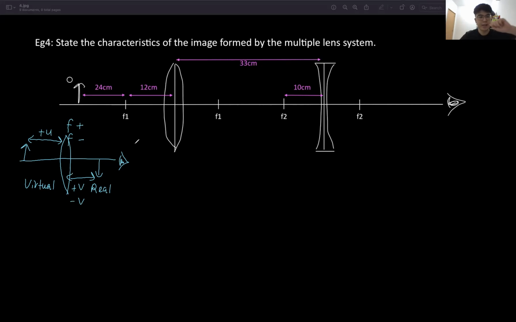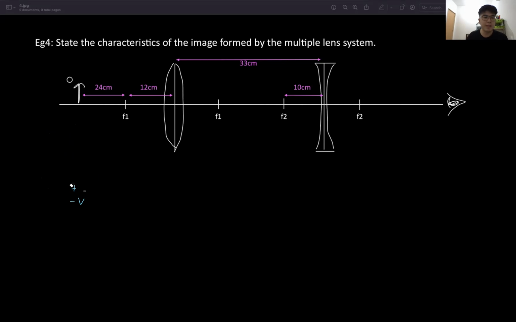Now in this example, we'll look at how to find the characteristics of the image formed by multiple lenses together. If I have more than one lens, how do I work out the final image? Let's start from the first one. Whenever you have a multiple lens system, you do it one by one. You look at the first lens only, and ignore the second lens as if it wasn't there.